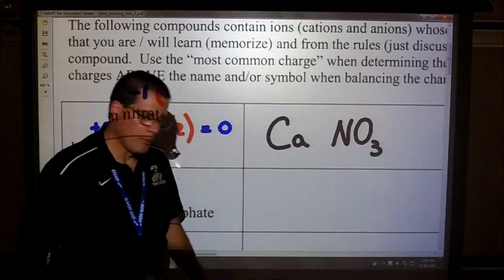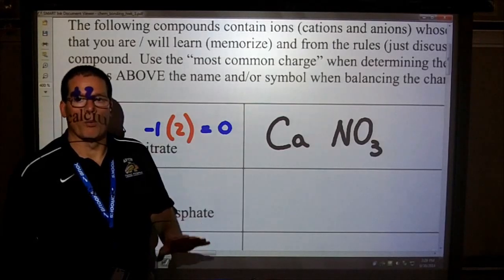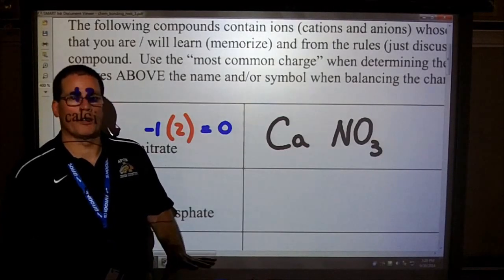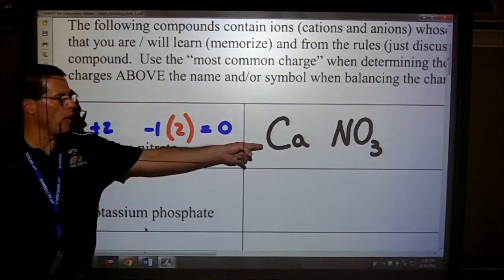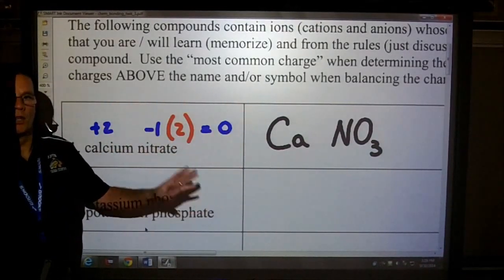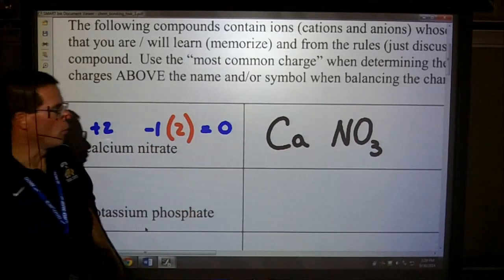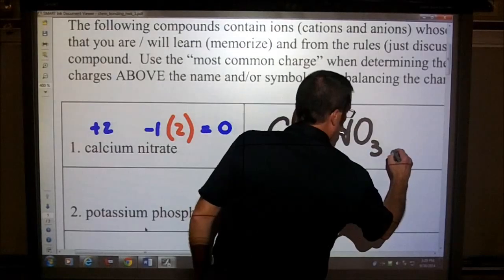Now remember, the only time we ever use parentheses is when we need to show more than 1 polyatomic. If we need to show more than 1 element, you never use parentheses. Parentheses are for polys. Parenthesis, poly. And you only use it when you're showing more than 1 poly. So what we don't do is put a 2 there.